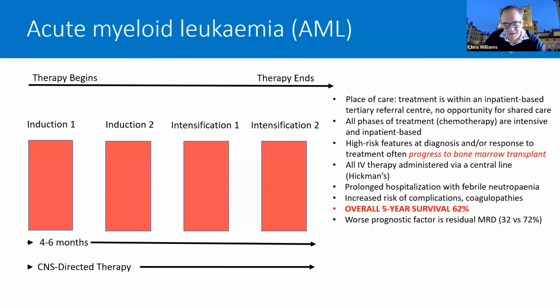It's all IV chemotherapy. They'll get what's known as a Hickman line, and we'll talk about that in future sessions, which is an external catheter that comes out. And for those where that doesn't work well, they will progress to a bone marrow transplant.